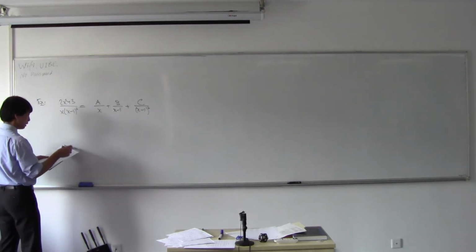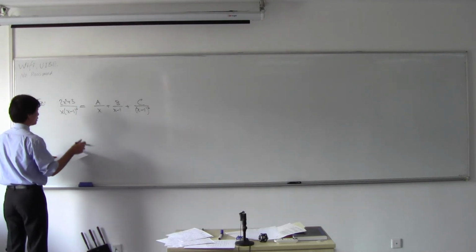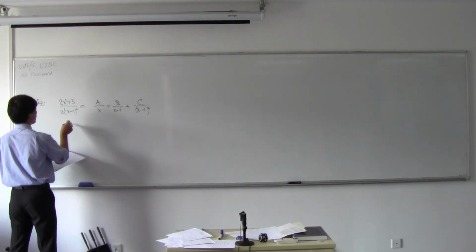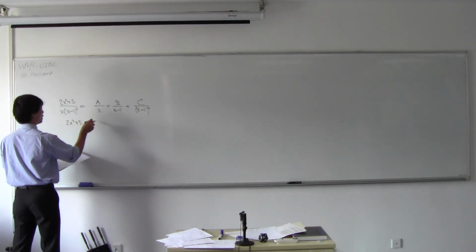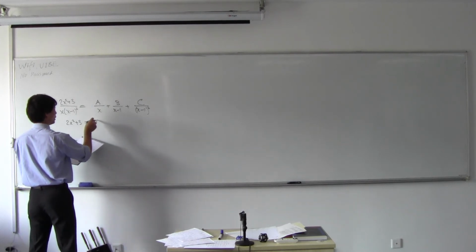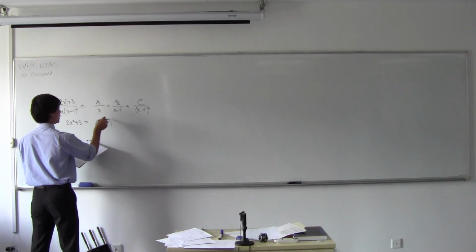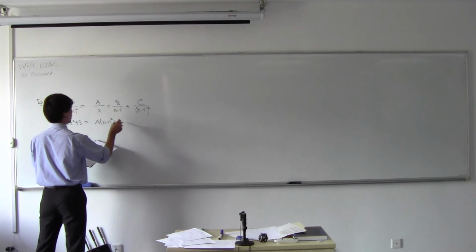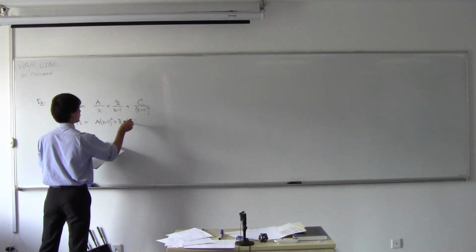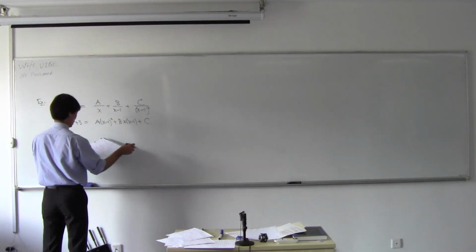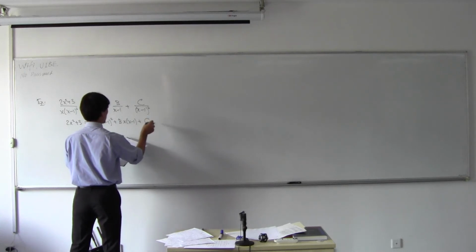Okay. So right, then you multiply through. 2x squared plus 3 is equal to A times x minus 1 squared plus B times x minus 1 plus C times x.